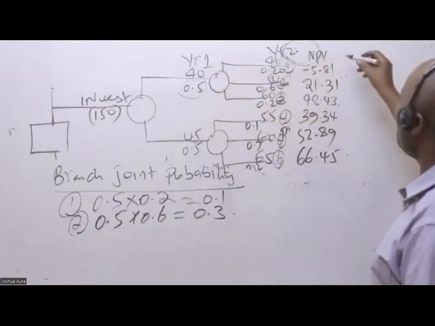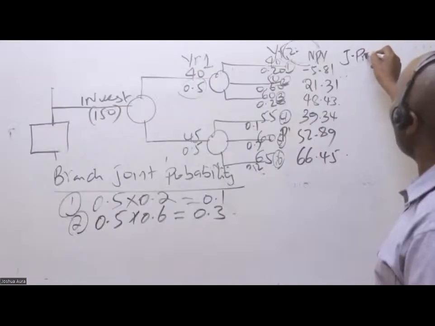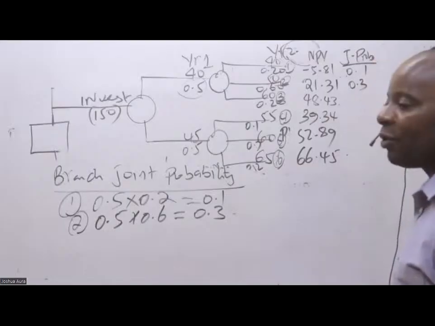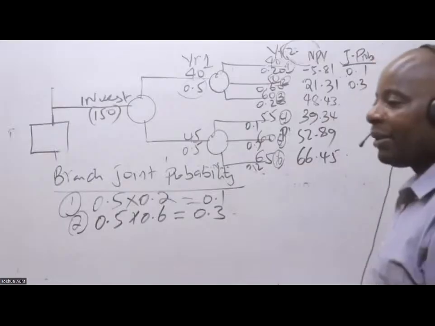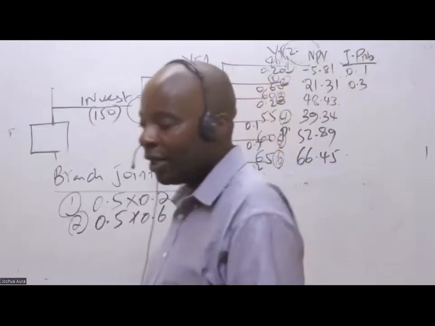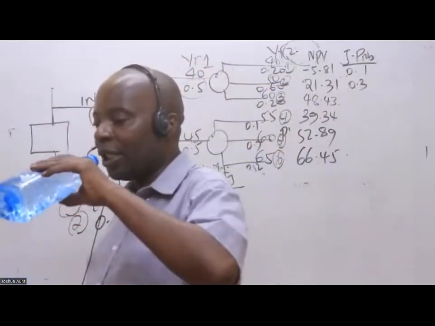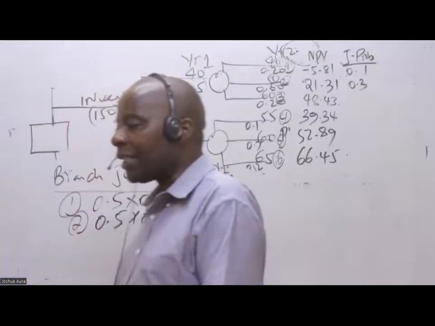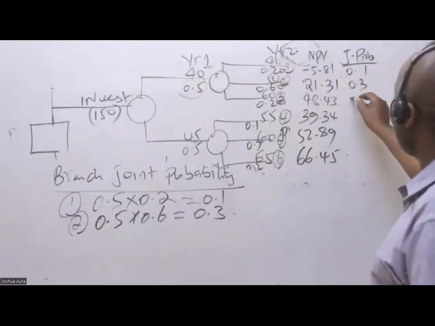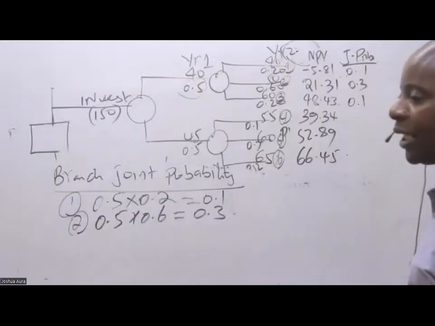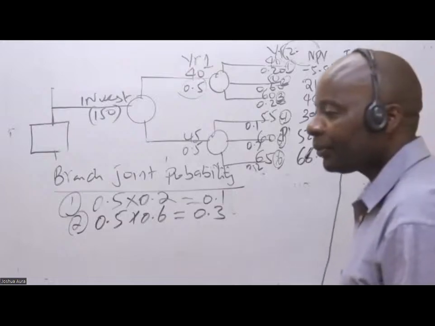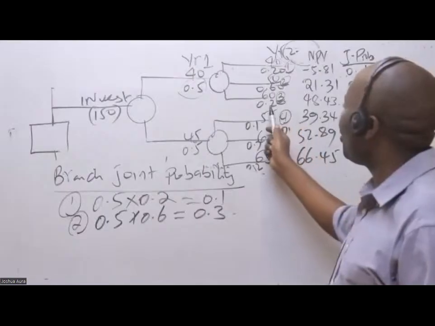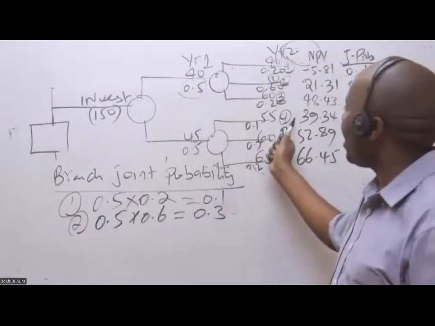Now, can you kindly do the same for all the others? Give me the joint probability for branch number 3. David is telling me 0.1. David killed Goliath, he can't lie. What have they done to get 0.1 for branch 3? It's 0.2 times 0.5.